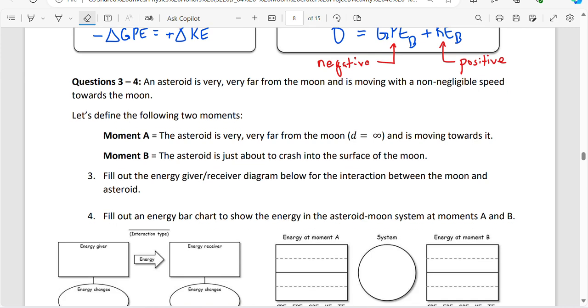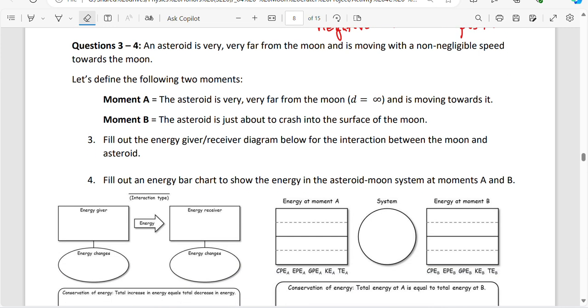Let's do the same thing. Now, in this scenario, let's read it. Question 3 and 4. An asteroid is very, very far from the moon, and it's moving with a non-negligible speed toward the moon. So we got 2 moments. Moment A is the asteroid is very, very far from the moon, so the distance is still infinitely far away, but we are moving toward it. Moment B, the asteroid is just about to crash into the surface of the moon. So let's model that.